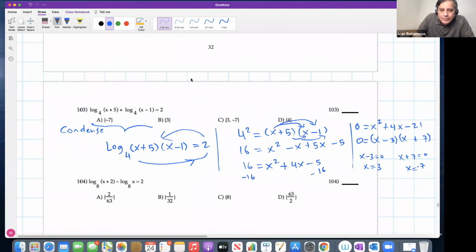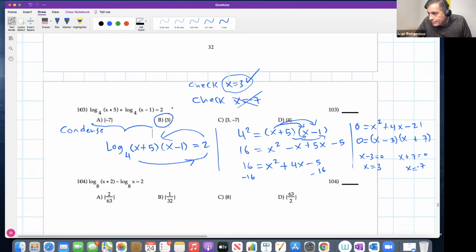When you check x equals 3, if you put 3 here, look, this will be positive, this will be positive, so this should be good, right? This is good. The insides of the logs are positive. But with negative 7, there is trouble, because negative 7 plus 5 is negative 2, there we are in trouble, right? So when you do the check, x equals minus 7 is not going to check because it's giving us negative arguments, right? So this is the only one. So therefore we choose this, for 103. Very good, guys. Excellent.